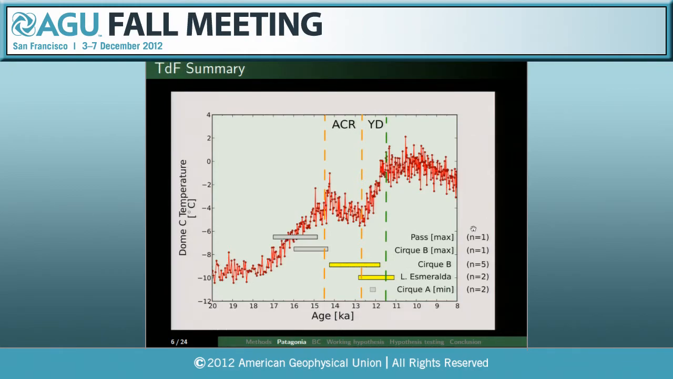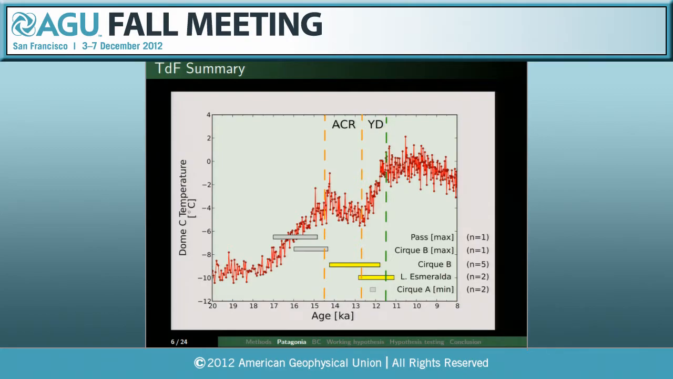And so just to put that particular group of ages and some of the others in a context, I've put these on in association with the Dome C temperature reconstruction by EPICA. And I've also highlighted this ACR, the Antarctic Cold Reversal period, and then the corresponding Younger Dryas chronozone. We see that at least for Cirque B, they seem to be falling more or less along this area here. Again, this is the median age and associated range. And we also have some beryllium-10 ages from this nearby cirque, with a minimum limiting age from this particular cirque and also from the pass in Cirque B.